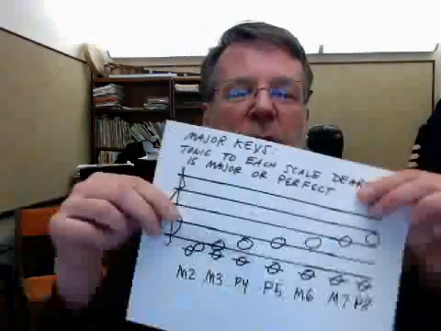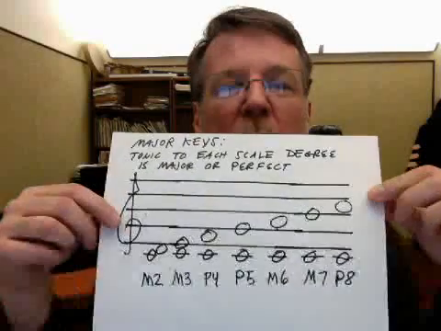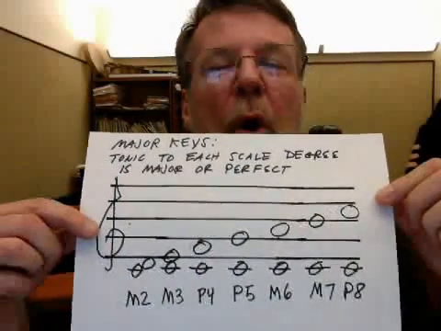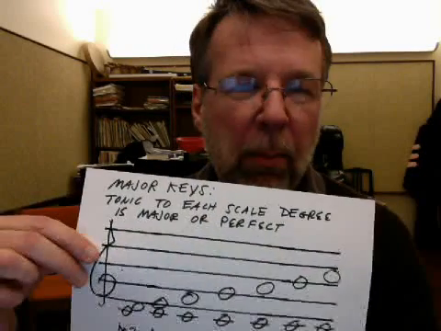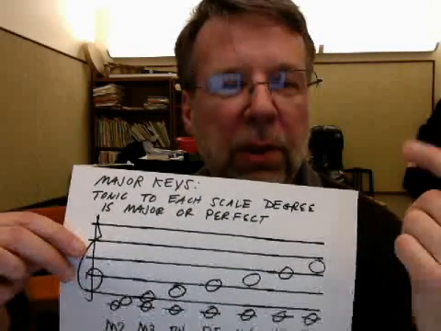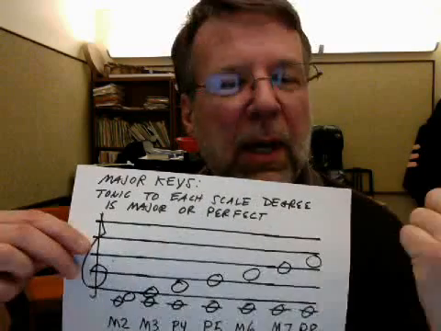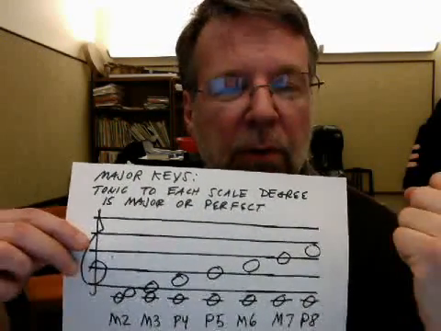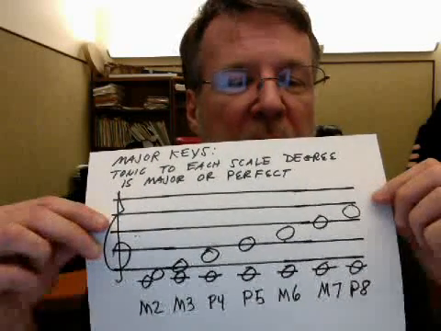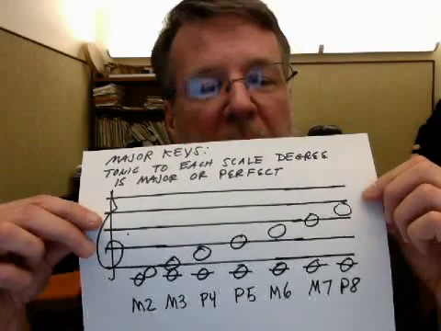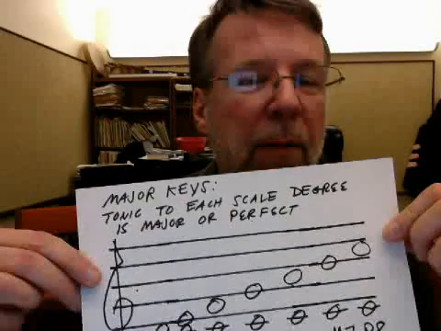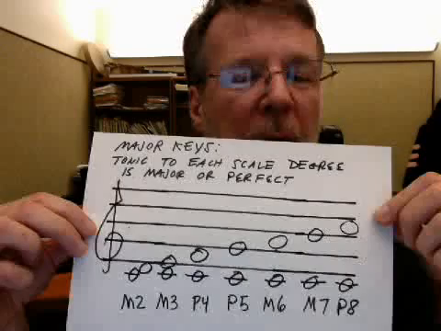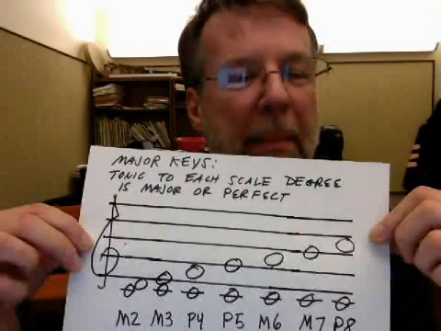And in a major key, the interval from the tonic to each scale degree is either major or perfect. And as you remember, unisons, fourths, fifths, and octaves are the intervals that in a major scale, also in a minor scale, are the perfect intervals. The other intervals, the second, the third, the sixth, and the seventh, are the intervals that come in major and minor varieties. So in the major scale, from the tonic to the second is a major second.